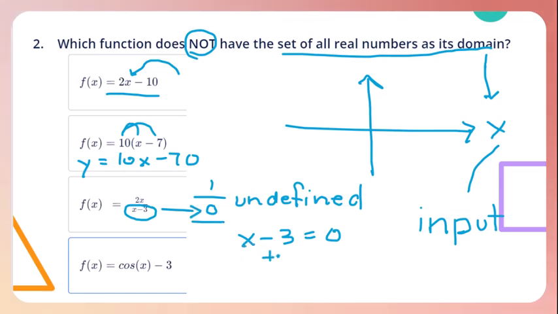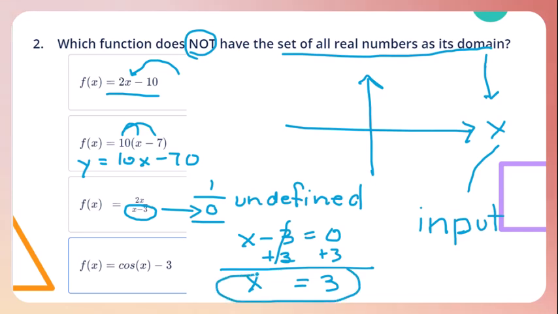So add 3 to both sides, and 3 cancels here. Bring down the x. X is equal to 3. So we can input all numbers, all real numbers, except for x equals 3.